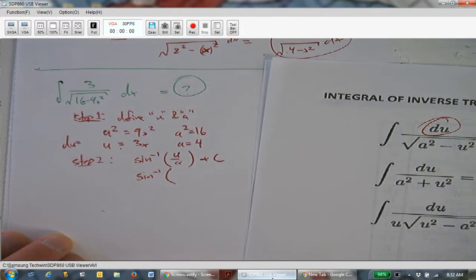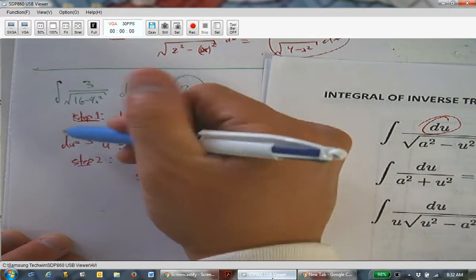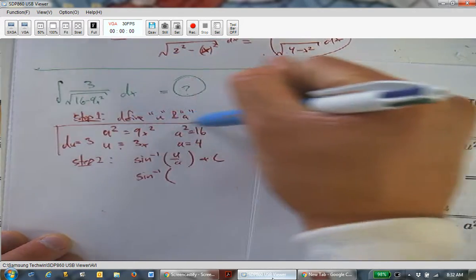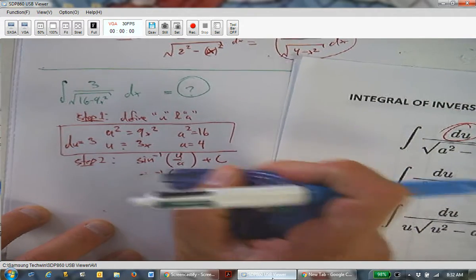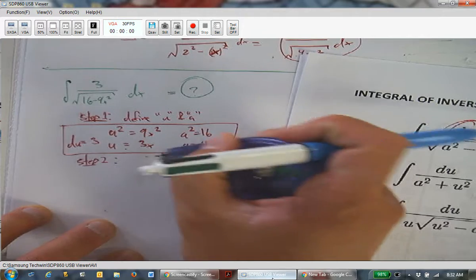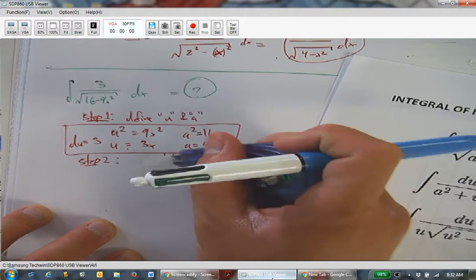Is it? Wait, I mean 3. Sorry, 3. You're correct. Yes. So let's back up. I think I kind of rushed this a little bit. Let me back up a second. I'm going to write out the whole thing. Sorry.